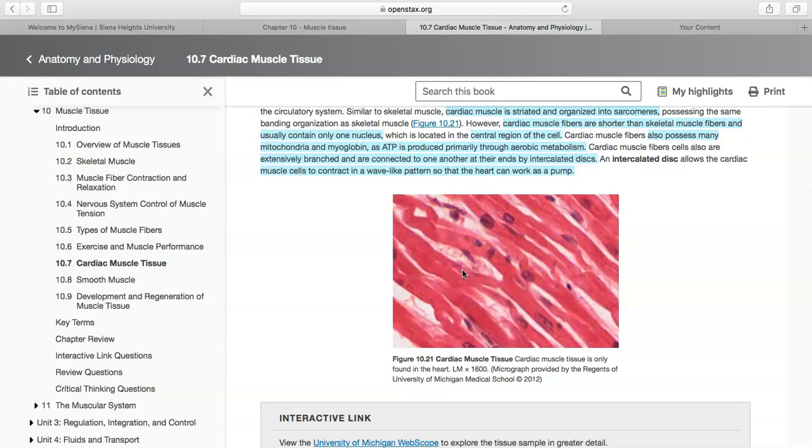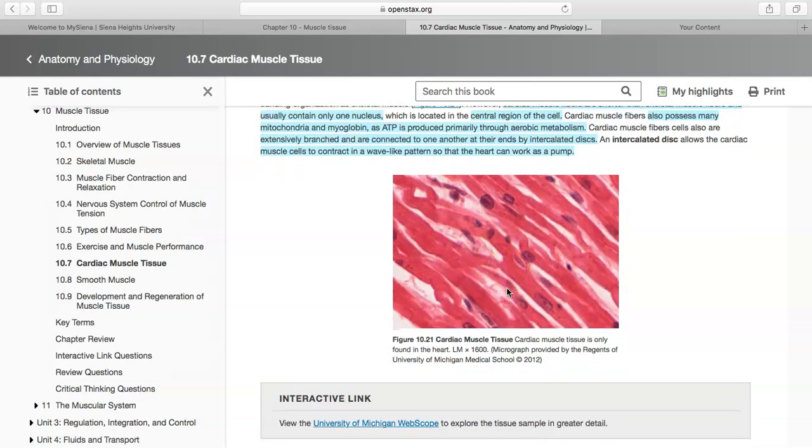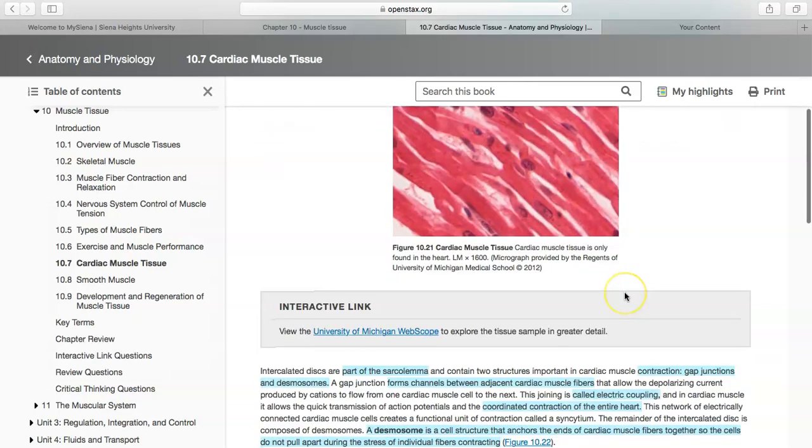fibers are branched and they're connected to each other at their ends, and we call those intercalated discs. So we talked about that a little bit before. An intercalated disc will allow cardiac muscle cells to contract in that wave-like pattern so that the heart can essentially work as a pump and pump out the blood to the rest of the body.